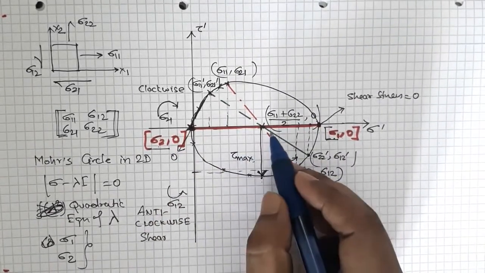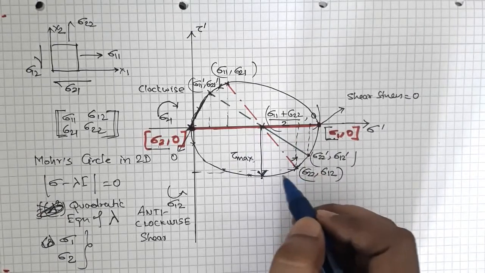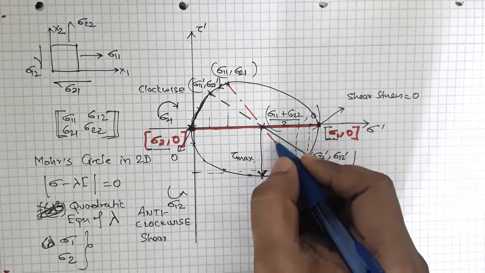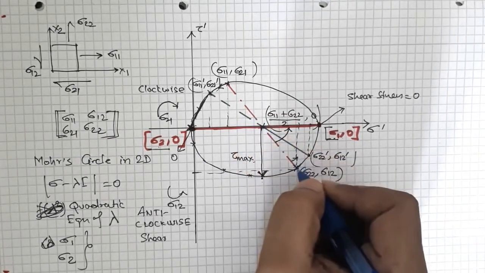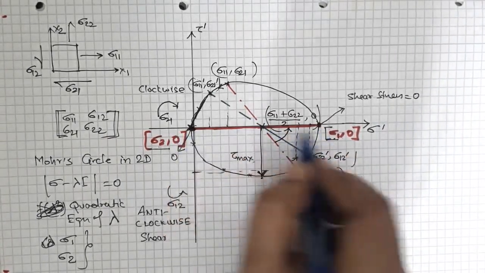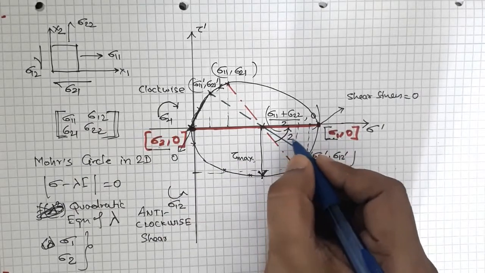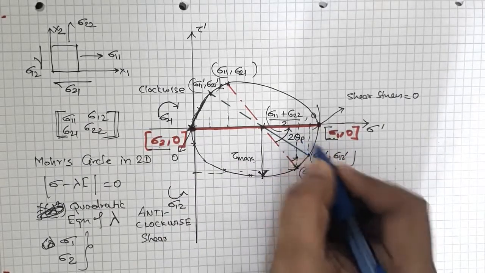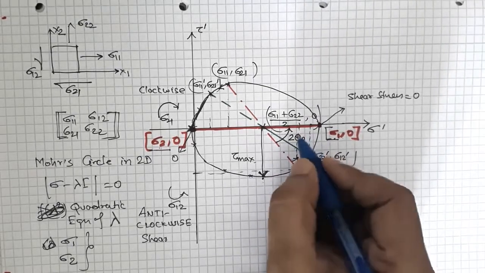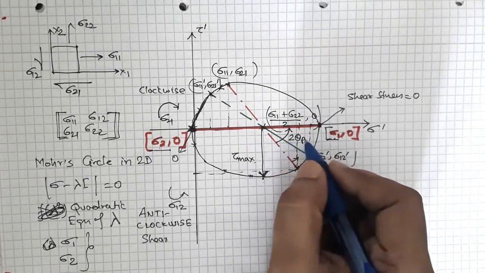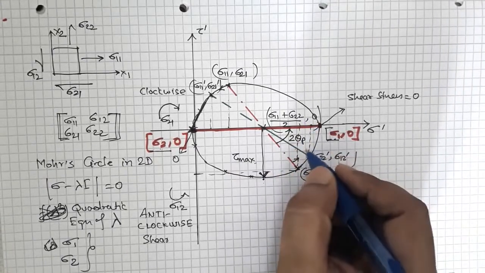And now if you want to know by how many degrees you have to rotate from the original state of stress so that you reach the principal stresses, you know this angle in Mohr's circle is 2 theta p, right? So in reality you want to know theta p. From this drawing you can find that very easily without solving those equations.